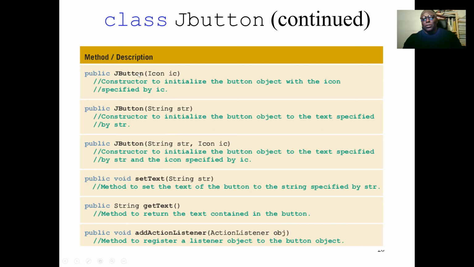So this is the JButton constructor with an icon argument or with a string. In our program, we're going to use a string. Maybe I'll use a string "Calculate" or a string "Exit". Whatever string I use is kind of like an instruction for what the button will do. Or we can have a string with an image icon also. Same thing, we can set the text of the button, and also we can get the text of the button.